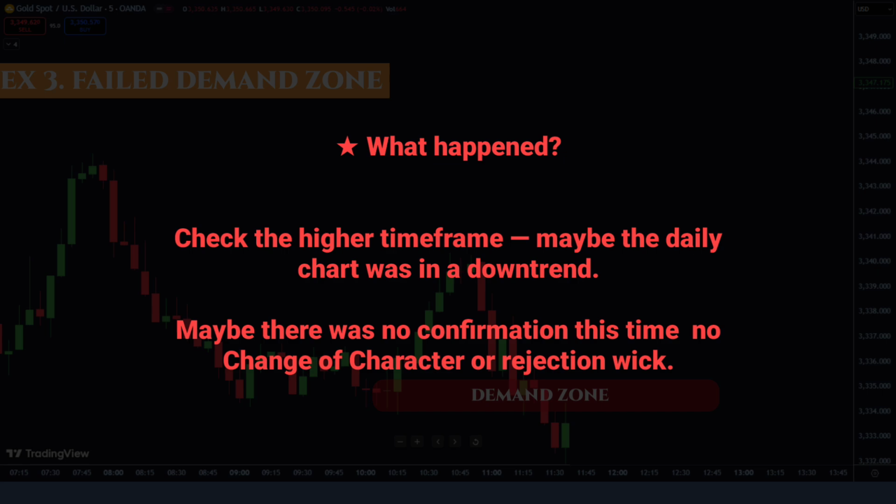What happened? Check the higher time frame. Maybe the daily chart was in a downtrend. Maybe there was no confirmation this time, no change of character or rejection wick. This teaches you that not every zone works, but confirmation filters out most bad ones.